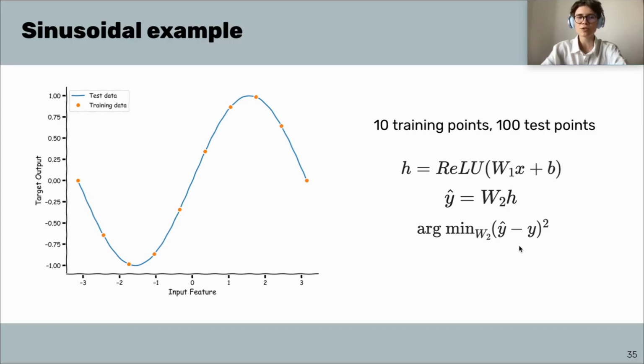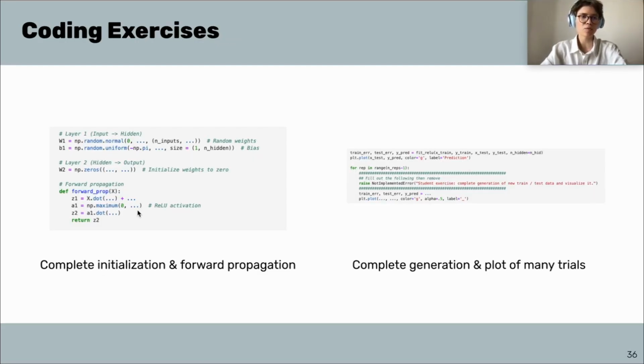Of course, one can do that with gradient descent, but we can actually derive a closed-form analytical solution as we have only one unknown, W2. So your task is to complete the initialization of all of the weights W1, B, and W2, as well as the forward propagation through the network. And after that, you are asked to complete the generation of different examples for different numbers of hidden units in the hidden layer.